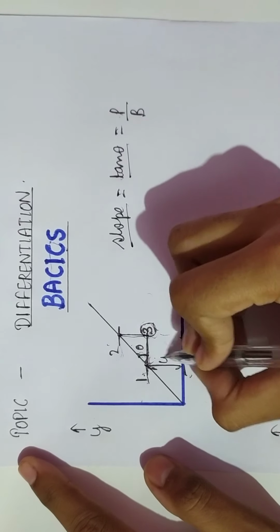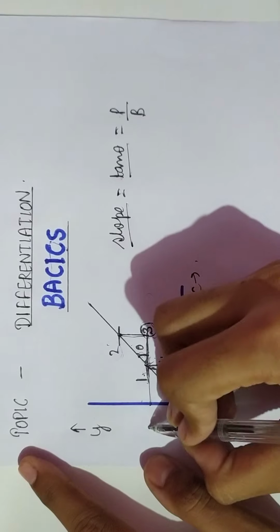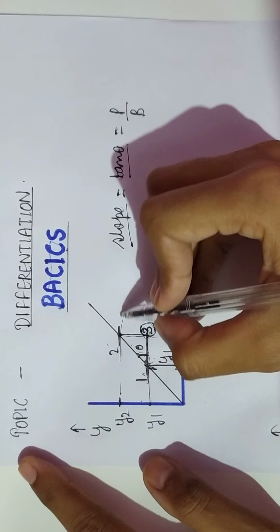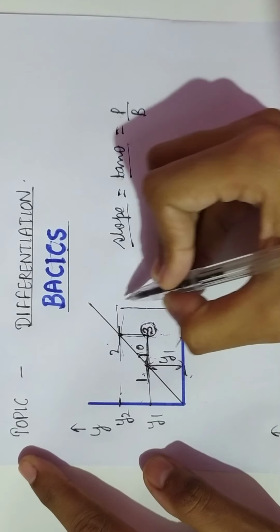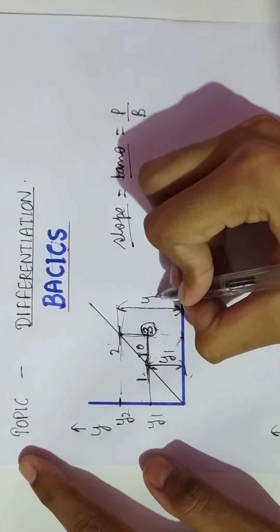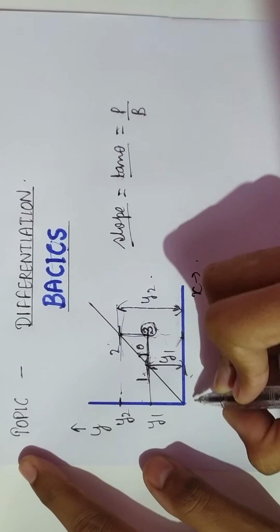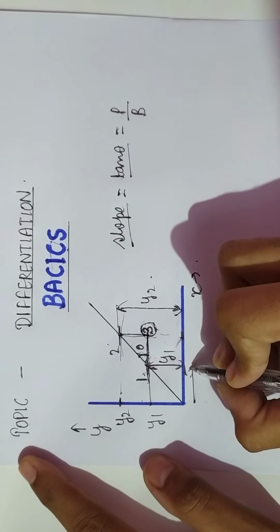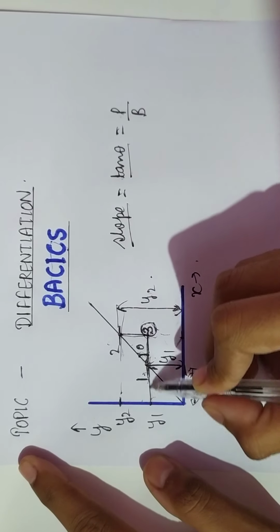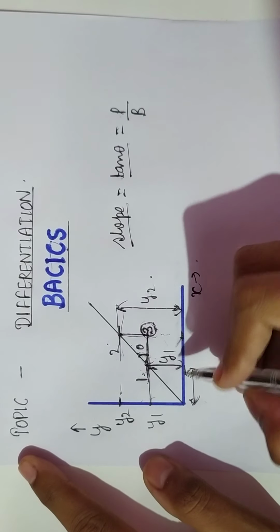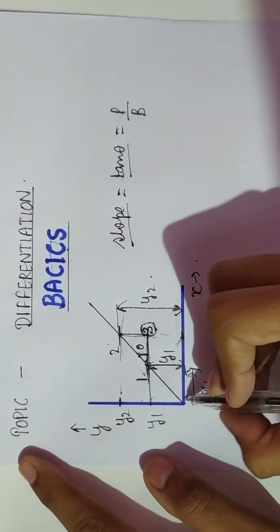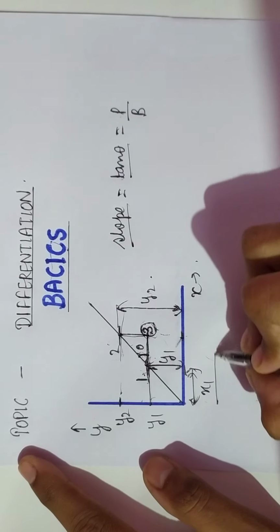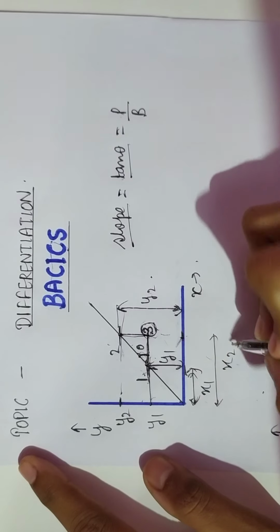We can assume that the distance of point 1 from the x-axis is y1. Here is y1, and here we have a point y2. The distance of point 2 from the x-axis is y2. In the same way, let us assume point 1 is at a distance of x1 from the origin, and point 2 is at a distance of x2 from the origin.